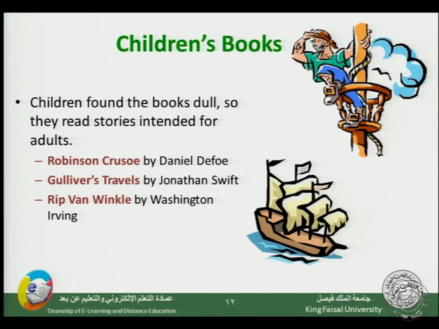What is the result? They read stories intended for adults. If they don't find the pleasure they need as children, they look for it. And they found that pleasure and enjoyment and fun in books like these that were written for adults. Robinson Crusoe by Daniel Defoe, Gulliver's Travels by Jonathan Swift, Rip Van Winkle by Washington Irving, the American writer. Okay, so they leave this and they begin to look for adventure. They soar, they fly.